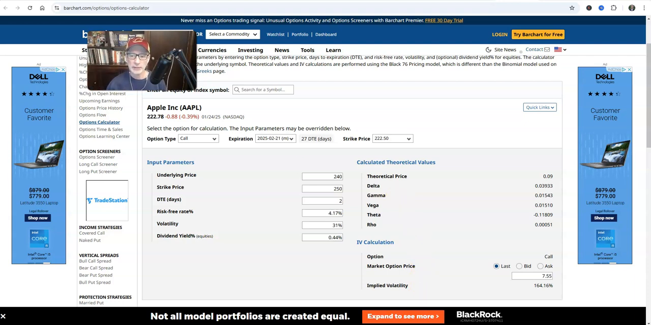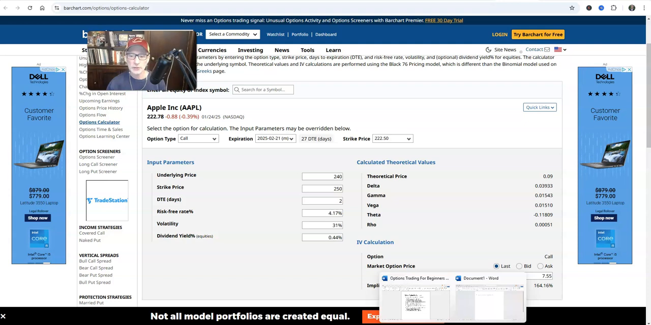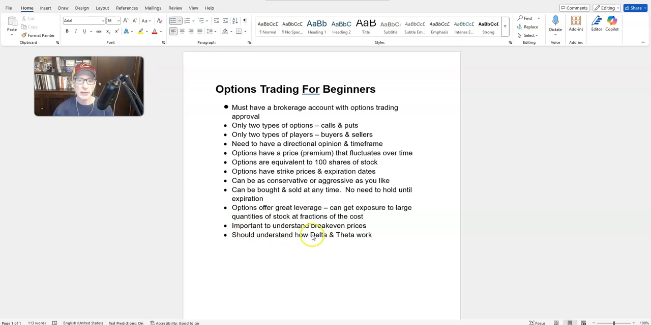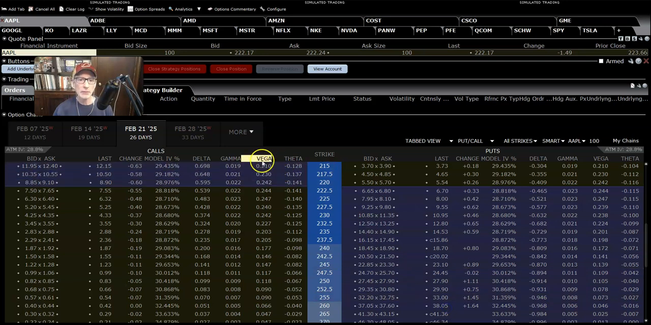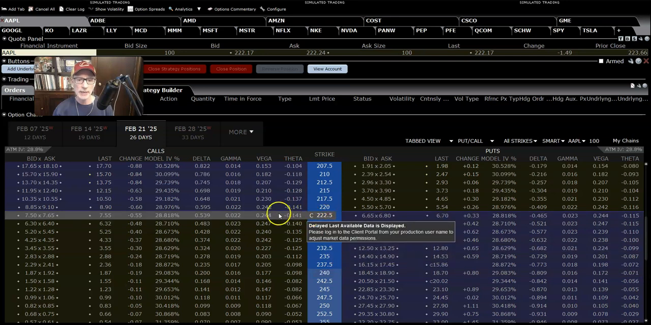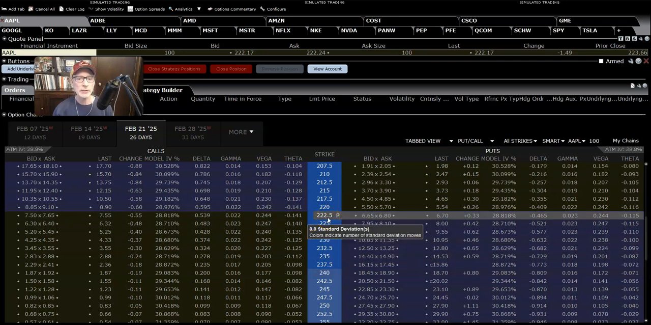Now, one of the last things I wanted to talk about, if we go back to our cheat sheet here, is to understand delta and theta. Okay, let's go back to the option chain. Now, delta in this column tells you how much the option value should change in conjunction with a change in the stock price. If we look at the 222.5s, the at the money strikes typically have what's called a 50 delta. Deltas range from 0 to 100.